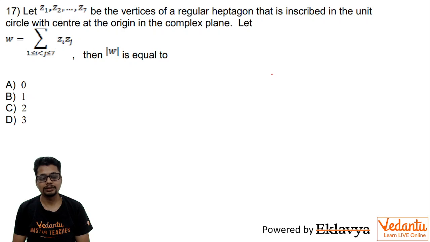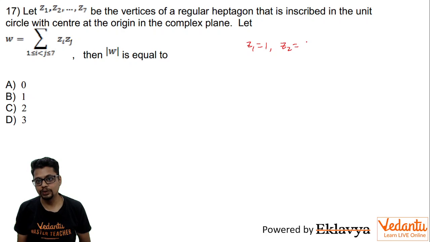Since the answer is supposed to be something certain, not depending on what exact regular heptagon we are talking about, let's consider Z1 to Z7 to be the seventh roots of unity. We'll generalize towards the end. What if you don't take Z1 to Z7 to be seventh roots of unity? We'll generalize at the end, but at this point of time, let's consider them to be seventh roots of unity. So let's say Z1 is 1.